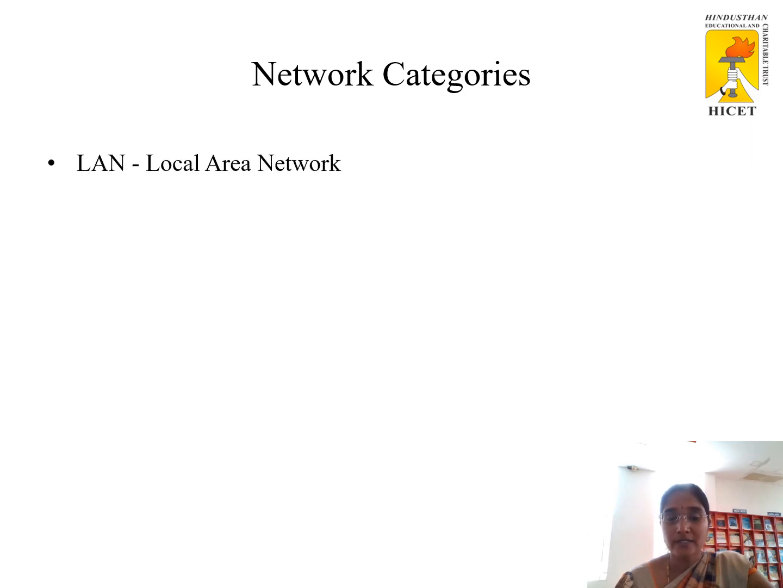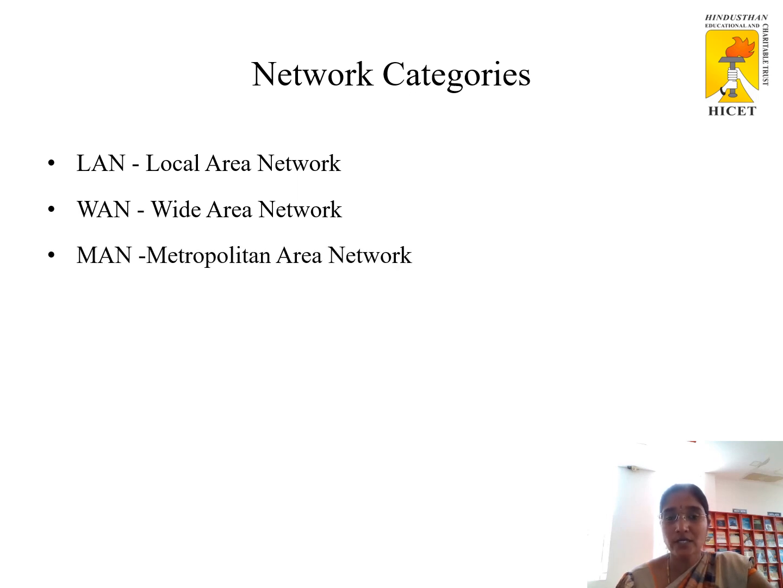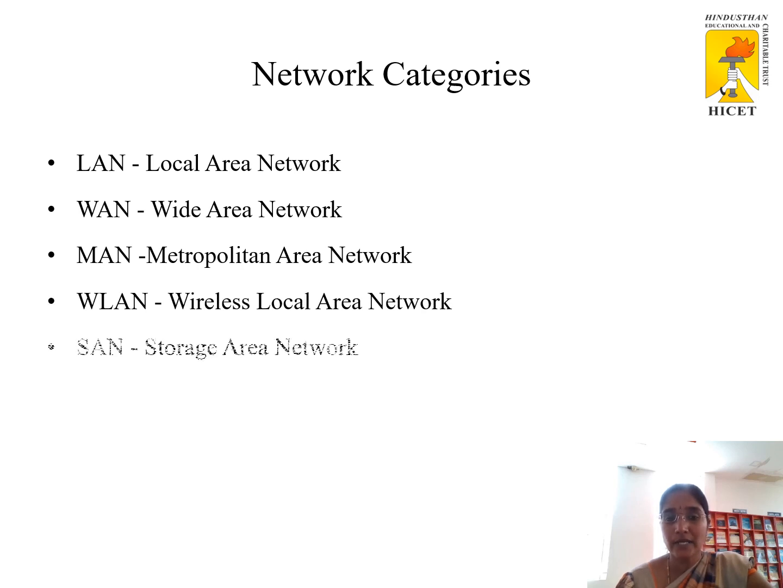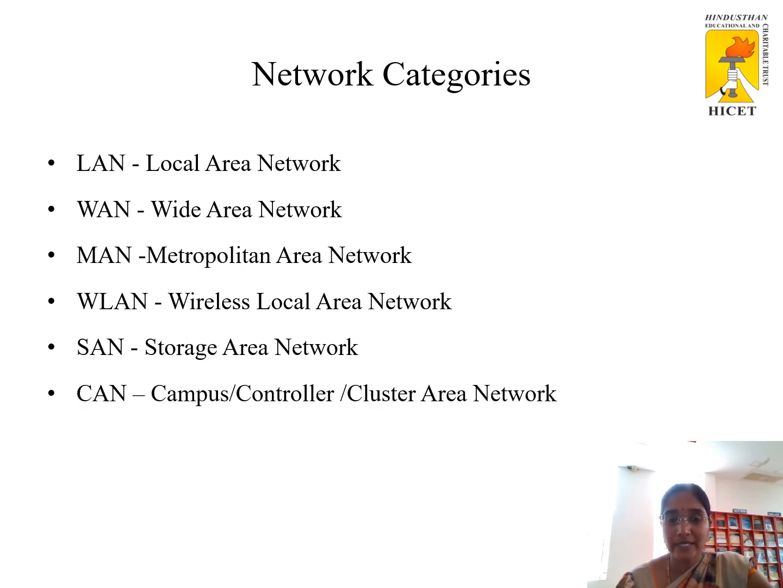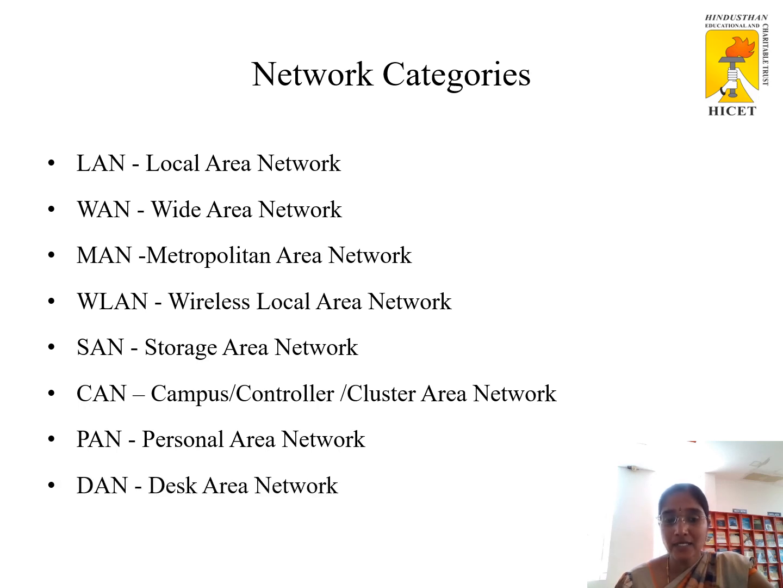So the network categories can be of different forms. First one is local area network. Second is wide area network. Third is metropolitan area network. And the fourth is wireless local area network. And the fifth one is storage area network. CAN is called a campus area network or a cluster area network, or it can be a controller area network. PAN is nothing but a personal area network. DAN is desk area network.